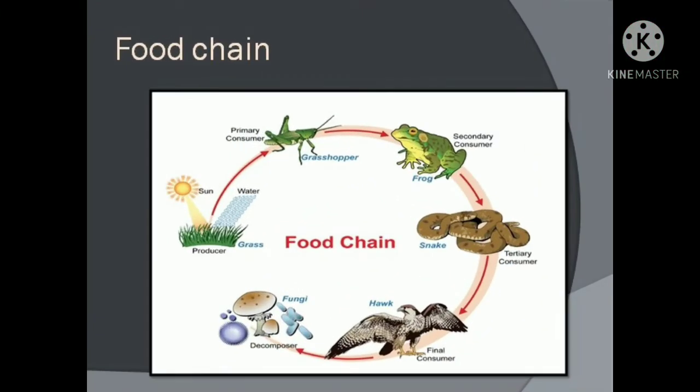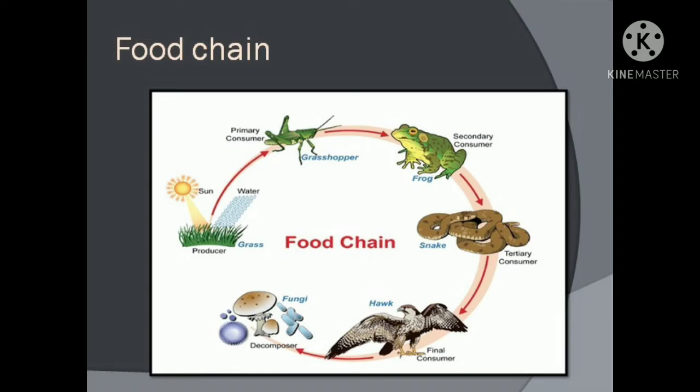Food chain. Dear student, a food chain is a chain in which one organism is eaten by another organism. In this way, energy flows from one organism to another organism. This chain is known as a food chain. As you can see in the diagram, grass is a producer, or green plants are producers. Producer means that which can produce food by capturing solar energy.